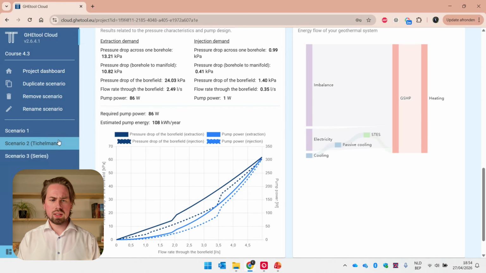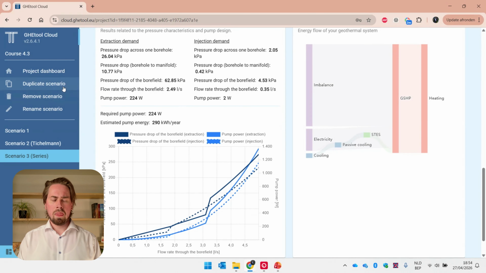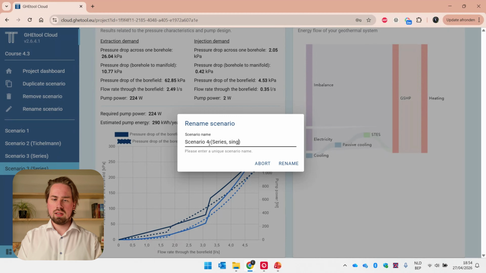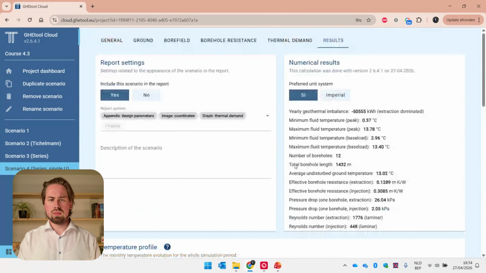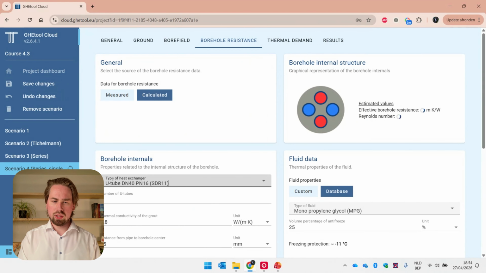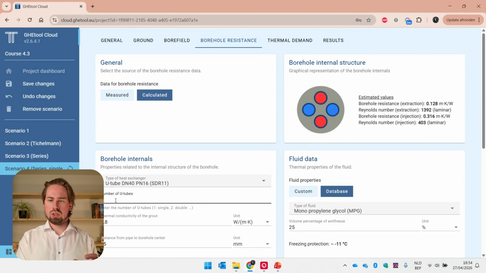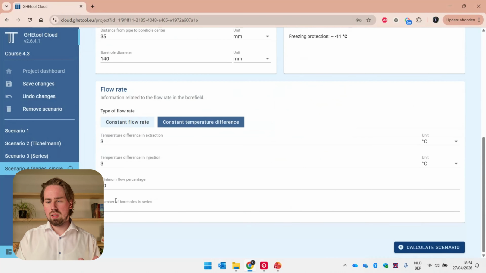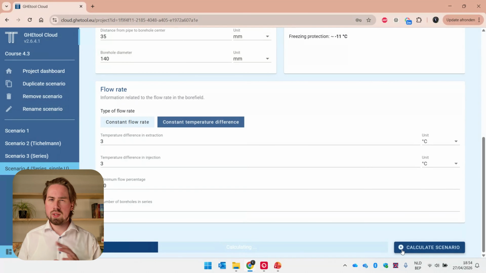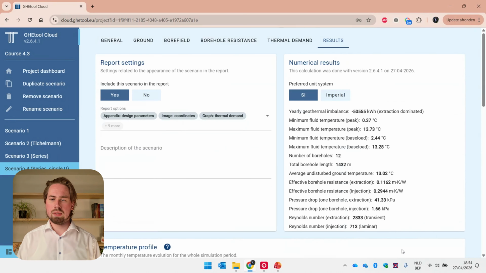Now let us go ahead to this series, and instead of working with a W tube, let's work with series and single U. So what we're now going to do is go to the borehole resistance step. Okay, let's work with the DN40, a bigger probe, but now let's just use one of them. And let us run this. Now, the whole sensitivity, single, double, we will discuss in the next part.